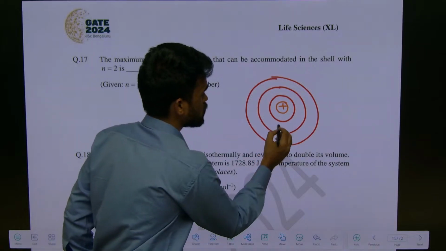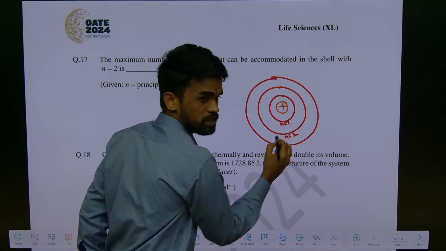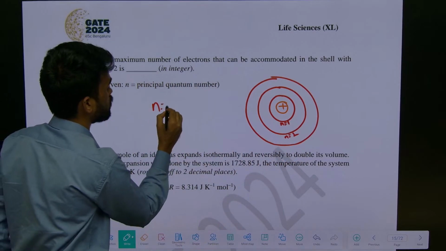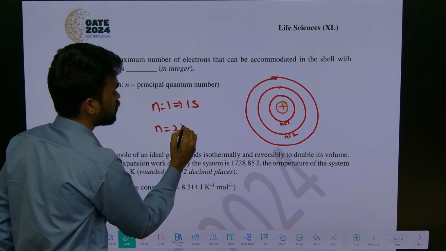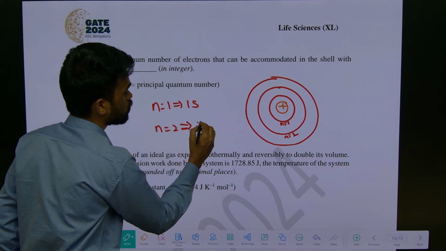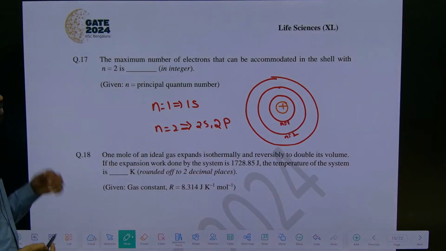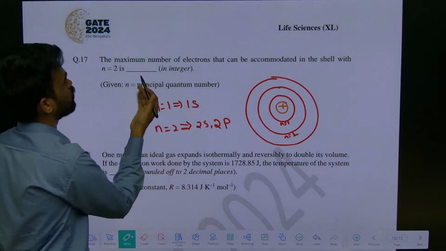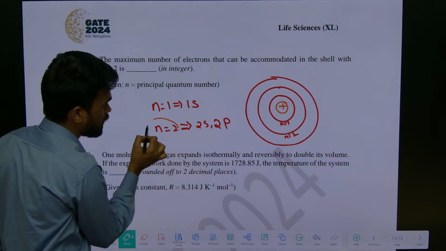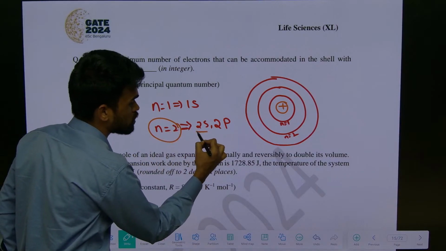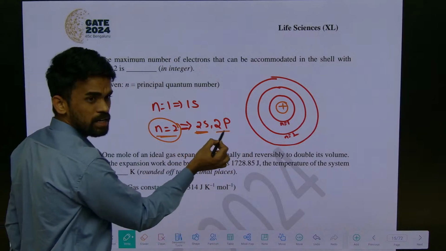For example, here n equals 1, n equals 2. When n equals 1, we can have the 1s orbital. If n equals 2, what are the subshells we can have? 2s and 2p, like this. I will tell you one simple way to answer this, but I also want to give the concept. At the second level, the second shell contains the subshells 2s and 2p.